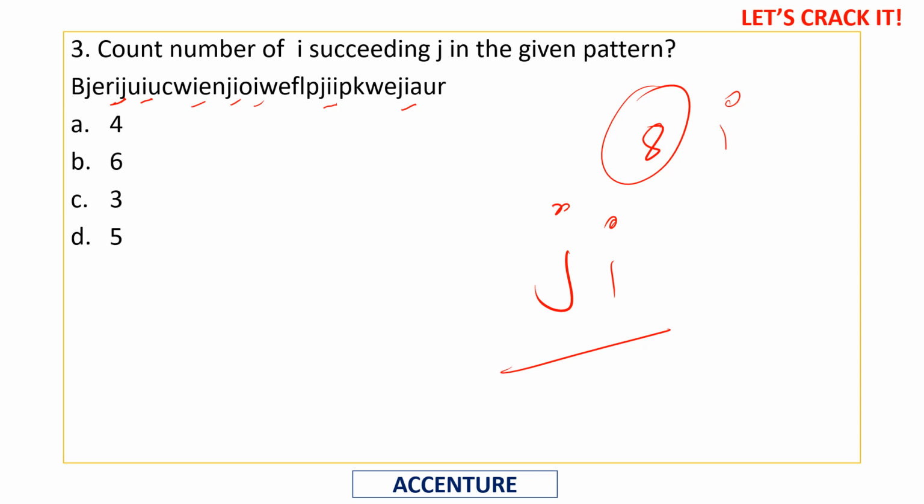I succeeding J means I comes later, J comes first. So now if we look for the answer, J comes first and then I: here JI, here JI, and here JI. In total there are only 3 occurrences. Option C is the correct answer.